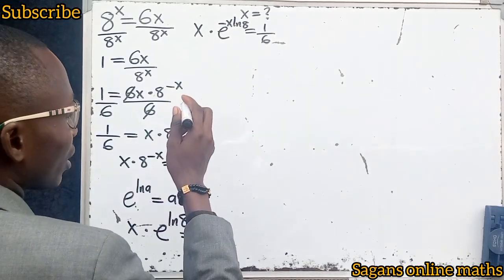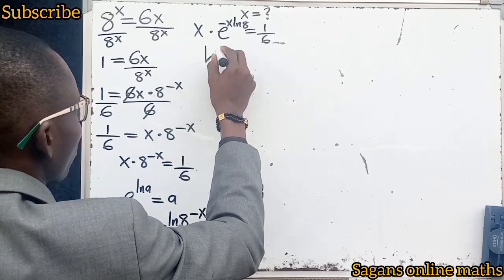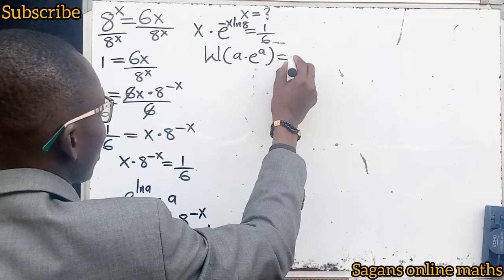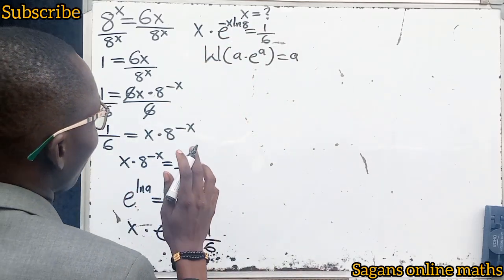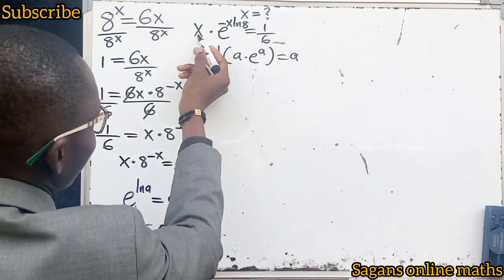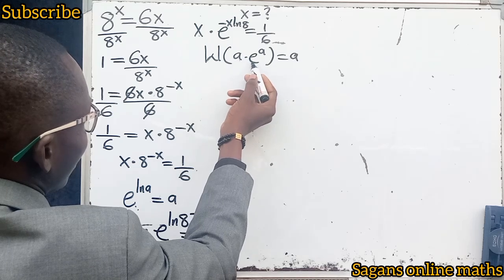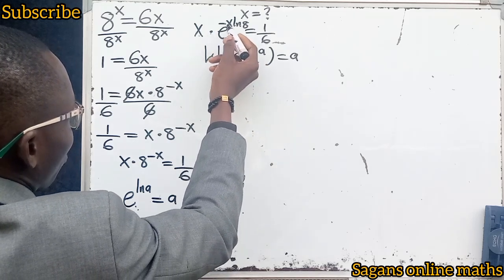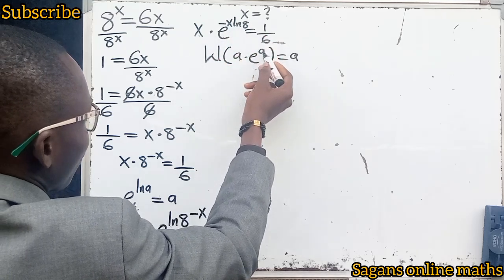Now let's obey the properties of the Lambert function, that the Lambert function of a multiplied by e to the power of a is equal to a. Now this is very interesting. Before we can take the Lambert function of both sides, we have x here. This x is like this a, and this e is this e, and the power here is minus x ln 8, while what we have here is just a.